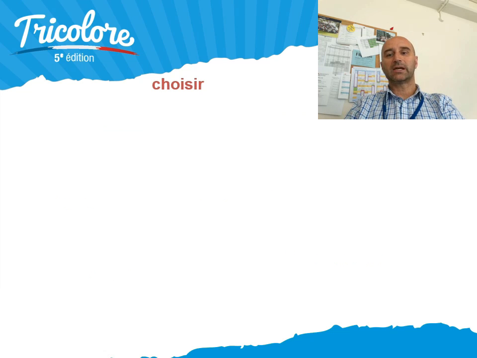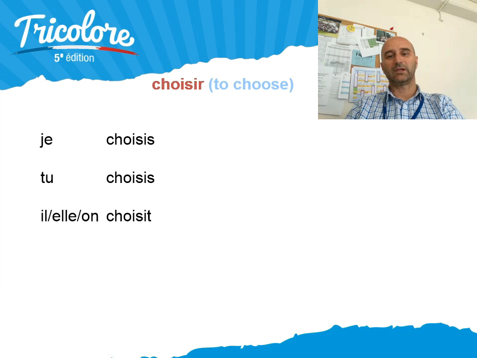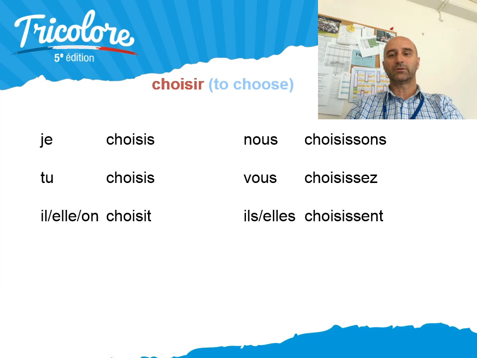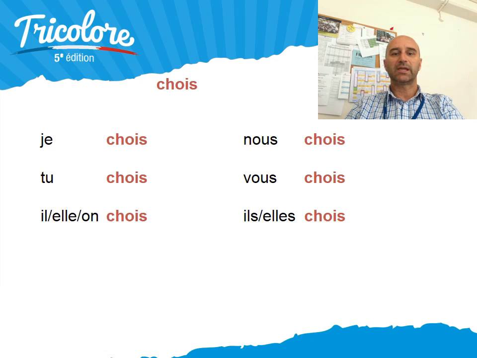Moving on to our last category of verbs, still regular verbs, of course. They're the IR ending verbs. So here I've chosen the verb choisir, to choose. Okay, and here are the forms of choisir for the singular. Je, tu, il, elle, on. And here are the forms for the plural. Okay, let's go a bit deeper into that and have a look at what's happening.